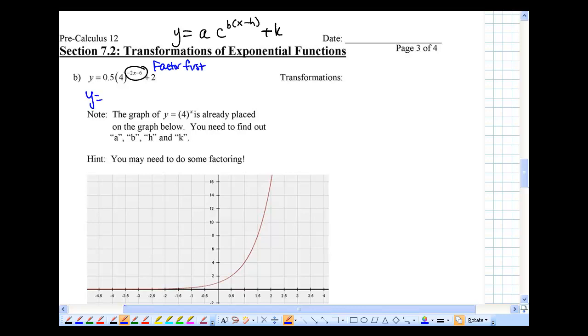So y equals 0.5 times 4 to the power of negative 2 times the quantity x plus 3, plus 2. I'm going to factor with the negative 2. That leaves us with x plus 3 plus 2. Okay. Now we're good. So let's start. 0.5, right? The a value is 0.5. So vertical, not expansion, compression by 1/2. Okay, that 2 here in the exponent must be a horizontal, and this is, remember, opposite, so once again a compression by 1/2.